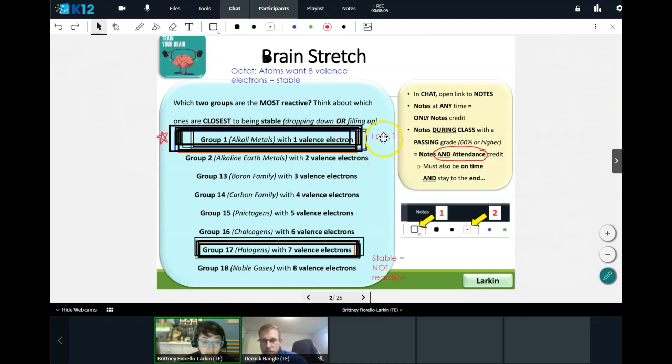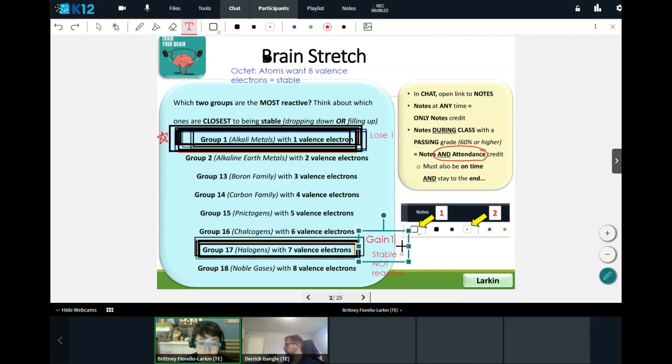All right, and down here, group 17 has 7 valence electrons, so it's pretty close to having 8. Tell me in the chat, will group 17 prefer to lose or gain 1 electron? Thank you, Micah. Yeah, this one will prefer to gain 1 electron, right?